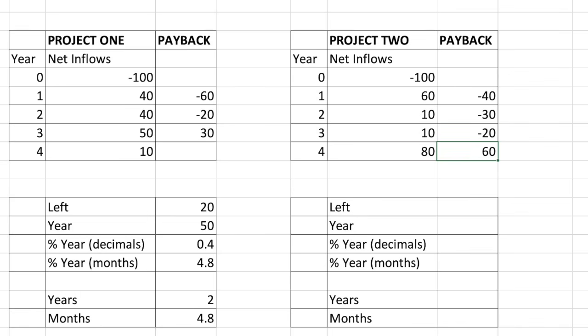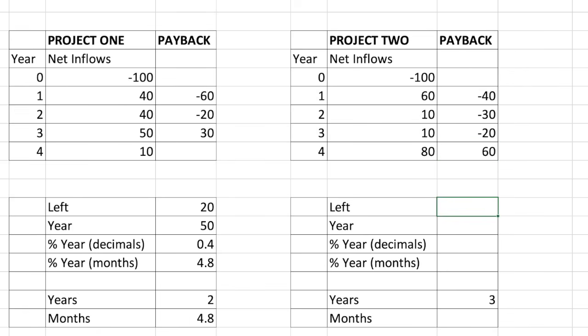So we look at the year that we turned positive. So that was year 4, which means we must have paid it back somewhere between year 3 and year 4. That means the years must start with a 3, because at the end of year 4, when it was 4 exactly, we were actually plus 60. So it's got to be somewhere before that. So we need to do an interpolation again.